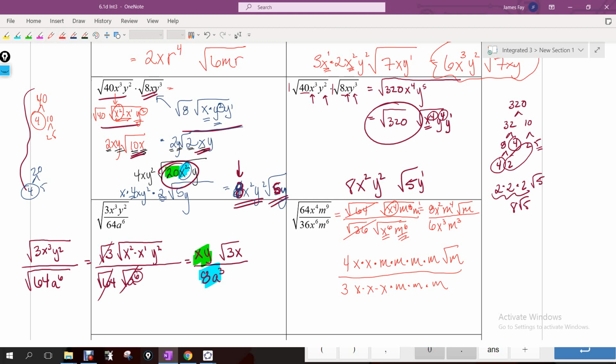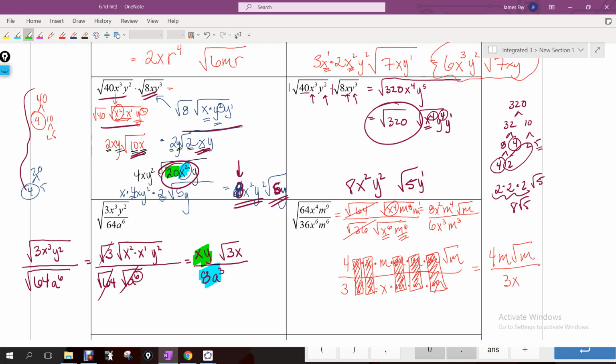Now, this right here, x over x, something divided by itself is just 1. So those cancel. Here's another situation where we have x divided by x. Those cancel. Here, we have an m divided by an m. Those cancel. Another m divided by an m. Those cancel. M divided by m. Those cancel. So up top, you're left with 4m root m. On the bottom, you're left with 3x.